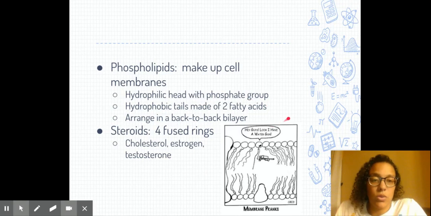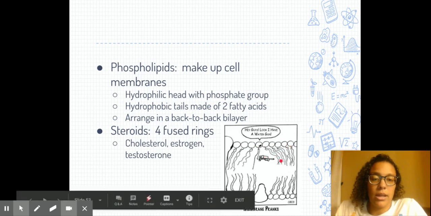Hence my little joke down here to kind of get you that idea of the hydrophilic heads up here and then the water gun and how the tails are afraid of that. And then they create this little back-to-back layer. So the inside has minimal water because that's where the tails hang out. And then on the outside, they're exposed to more of that water.